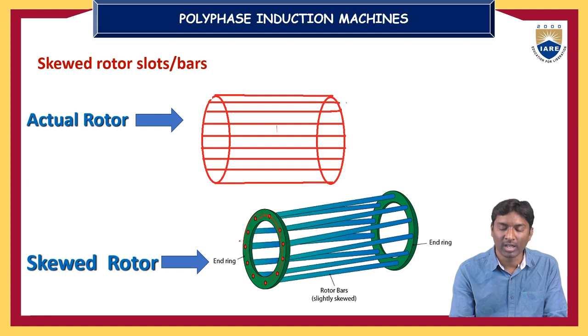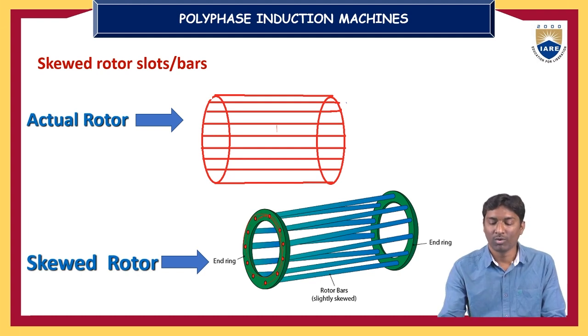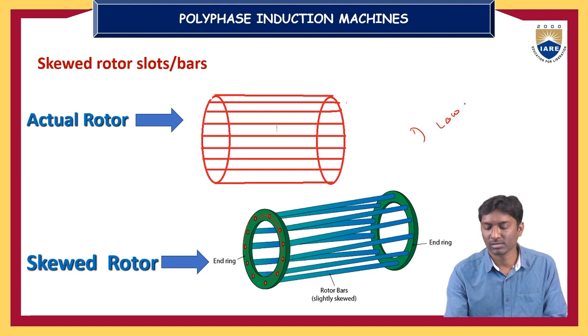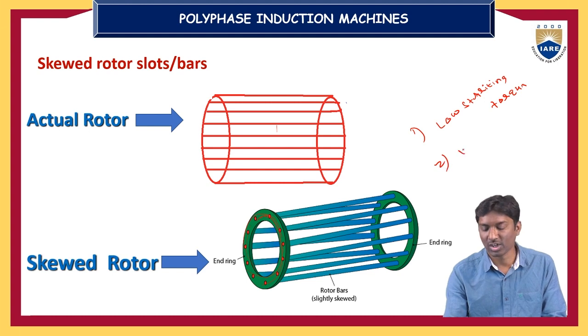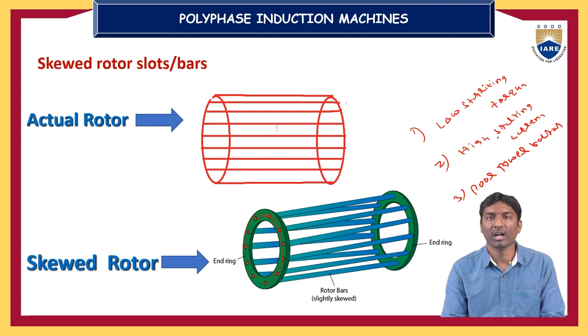Why am I short circuiting the end rings? To facilitate the closed circuit path for the rotor. So what are the drawbacks of the squirrel cage rotor? First is low starting torque, another is the high starting current, and another is the poor power factor. So these three are the drawbacks of the squirrel cage rotor.